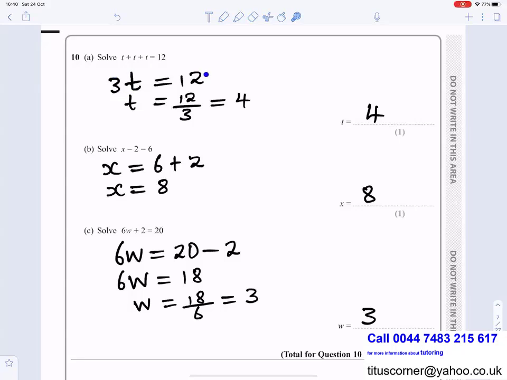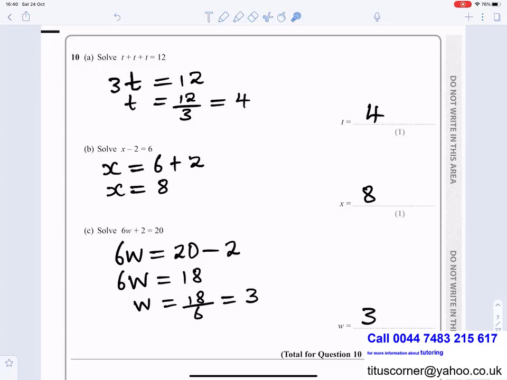equals 12. 3 times T. What's the opposite of times T? Divide by 3. So opposite of times, you divide. 12 divided by 3 gives you 4. And you can check your answer. 4 plus 4 plus 4 is 12.